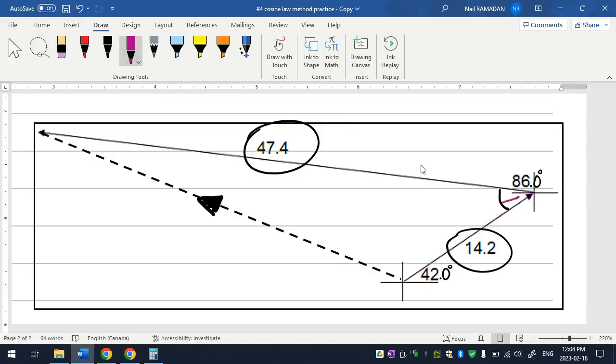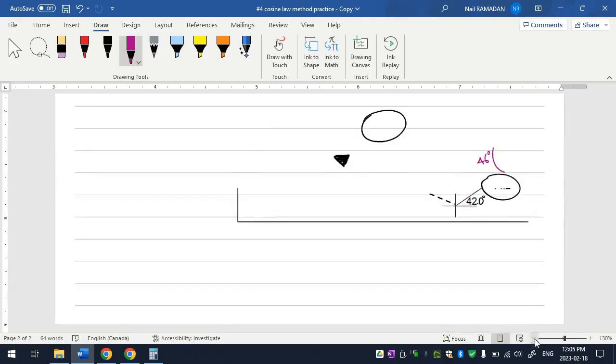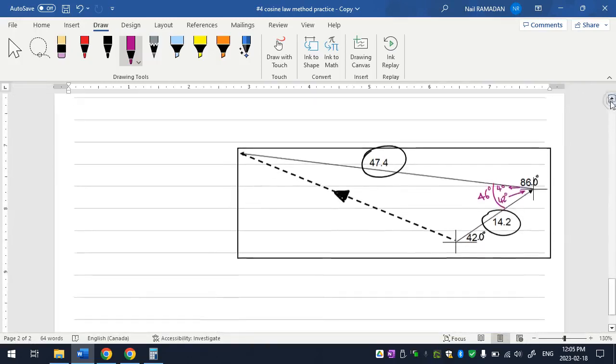This part right here is 42. And this very small part, of course, it has to be 4 degrees because that's the complementary to the 86. My full angle is all of this, which is just 46 degrees. So now we're ready for the application of the cosine law.